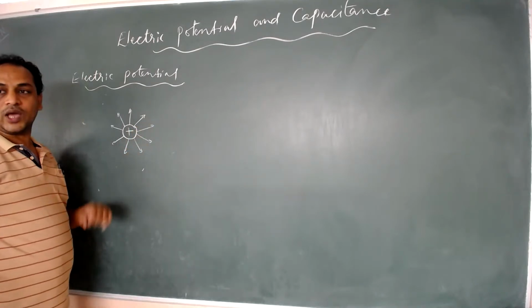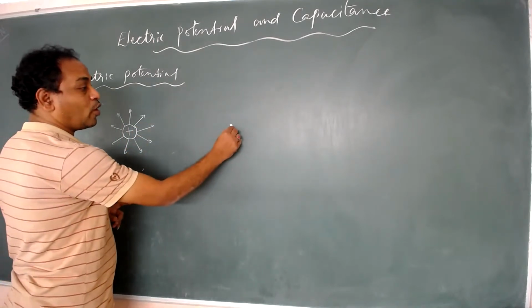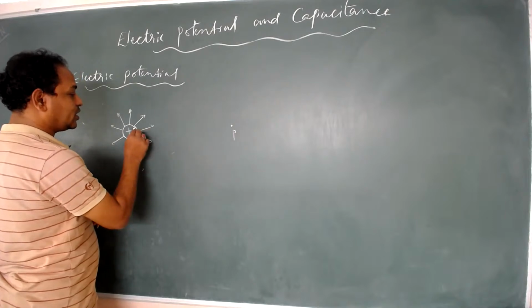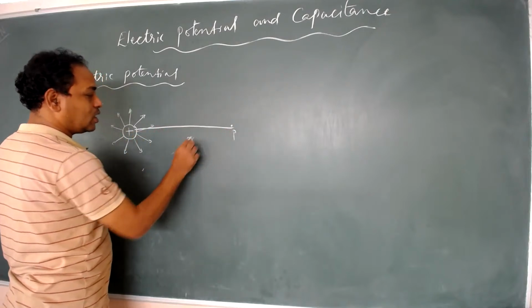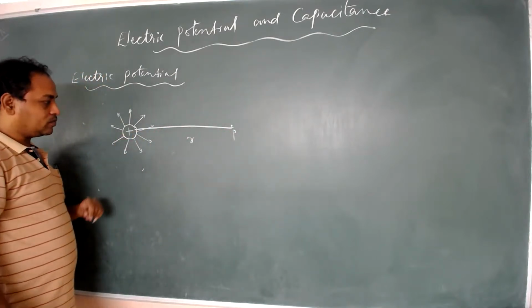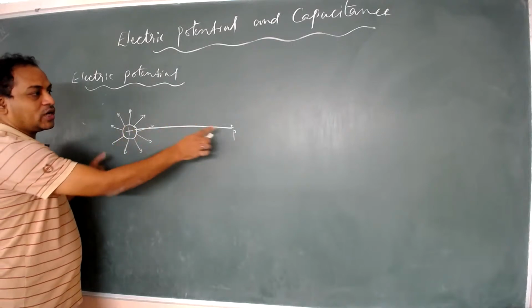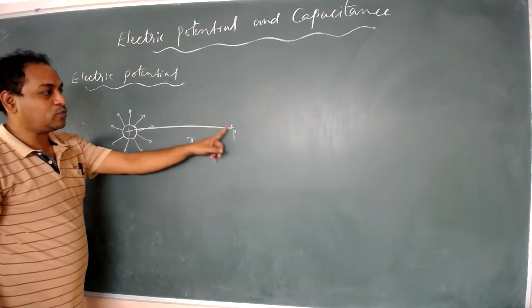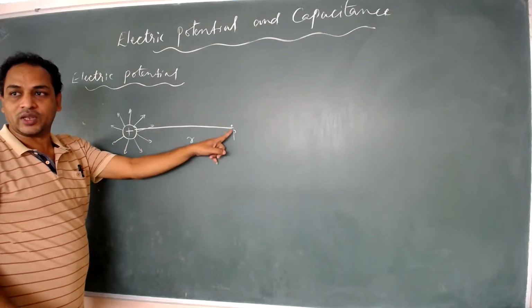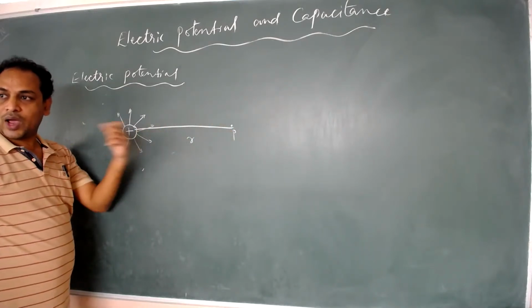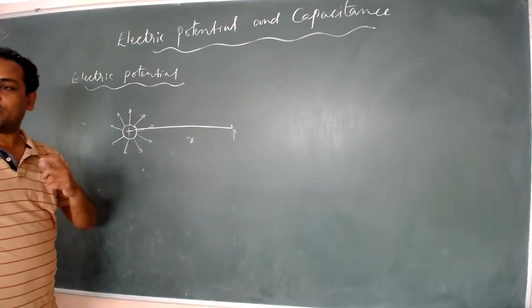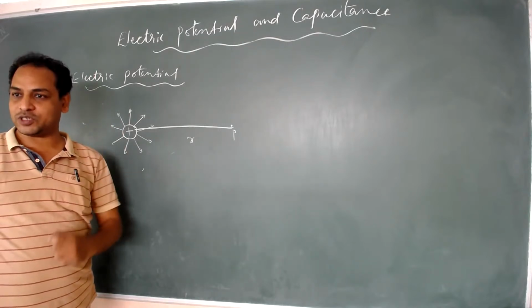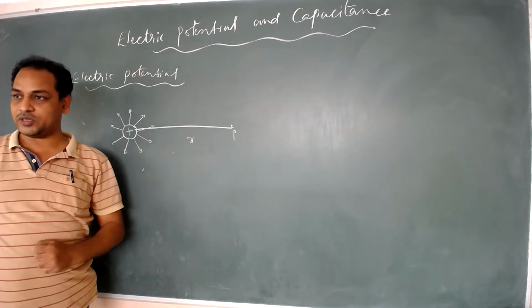Now I wish to calculate the electric potential at a point P, which is at a distance R from this charge. This charge has some potential at this point. How much? That is called electric potential. So at this point, how much electric potential is there due to this charge? First I will define it, and after defining it, I will derive the expression for it also.